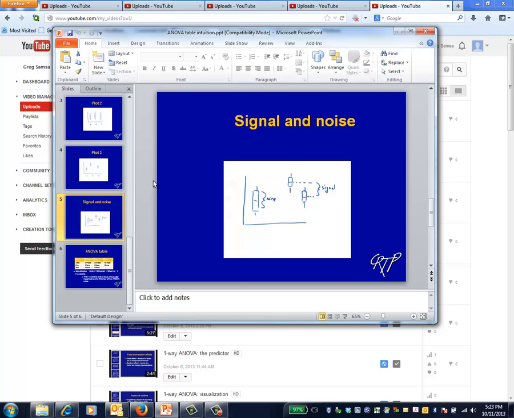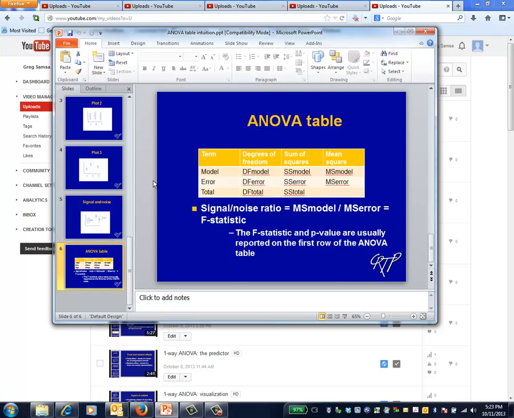In one-way ANOVA, the signal is derived from the difference between the group means. Visually, the greater the vertical distances between these group means, the greater the signal. The noise is derived from the level of variability within the groups. Visually, the wider the box plots, the greater the level of noise. What the ANOVA table does is to provide a succinct summary of the calculations involving signal and noise.